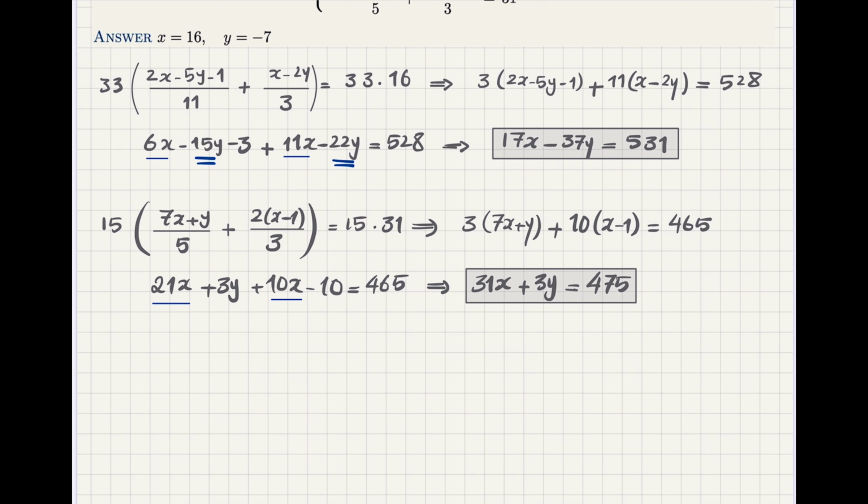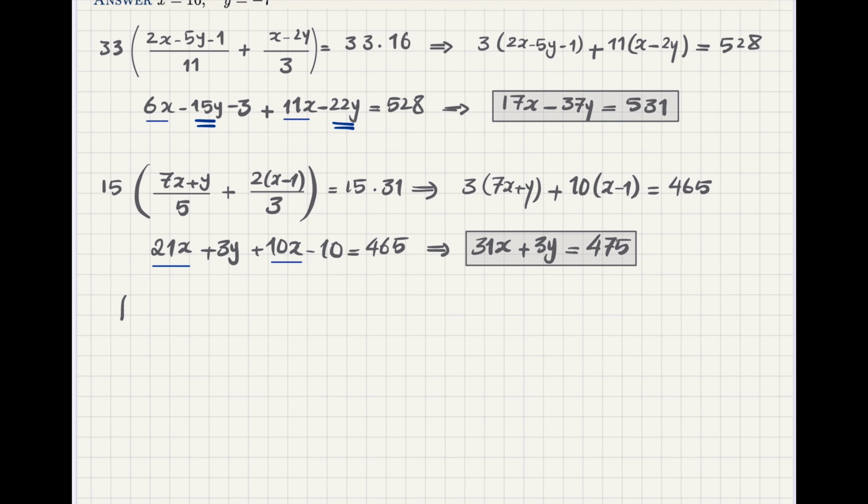Okay, then, so my system is now reduced to a little bit simpler equations. So I have 17x minus 37y is equal to 531, and then I have 31x plus 3y is equal to 475. Okay, so I need to get rid of one of these variables. So here, for example, we can use the addition method.